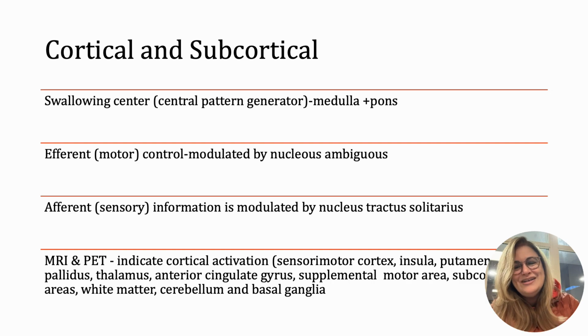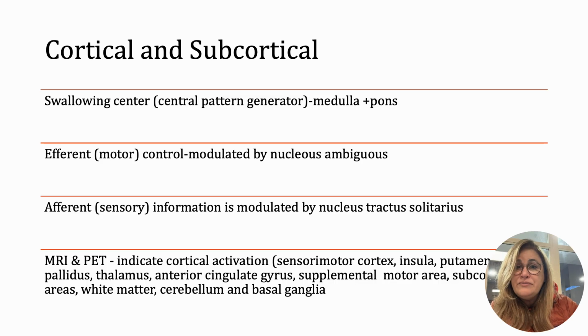Okay, now let's move into cortical and subcortical, and what we need to talk about is cortical and subcortical, because there are some areas at the cortical level that are also impacting, managing, and in charge of the swallowing process. So we have the swallowing center, more subcortical in this case, which is what we call the central pattern generator. Remember that.